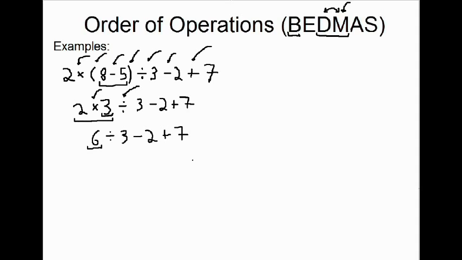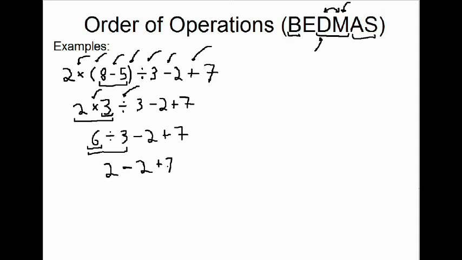So now what do we have left? Well, we have division, subtraction, and addition. And in BEDMAS, division and multiplication come before addition and subtraction. So we're going to do the division question first. And it happens to be first in the question. But again, we're doing it first because it's the priority in BEDMAS. And 6 divided by 3 is 2. We're going to leave the rest of the question exactly the same.